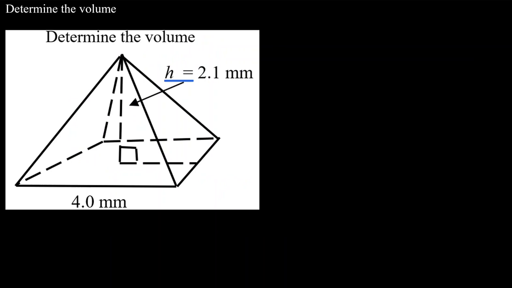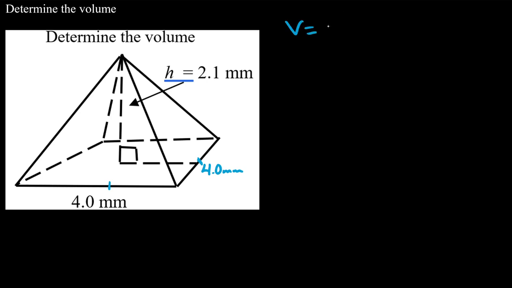So let's use our newfound equations to be able to calculate the volume of this pyramid. So this is a square-based pyramid. That means the dimensions across the bases are equal. So 4 millimeters. This is a pretty small pyramid, but that's okay. It says, what is the volume?